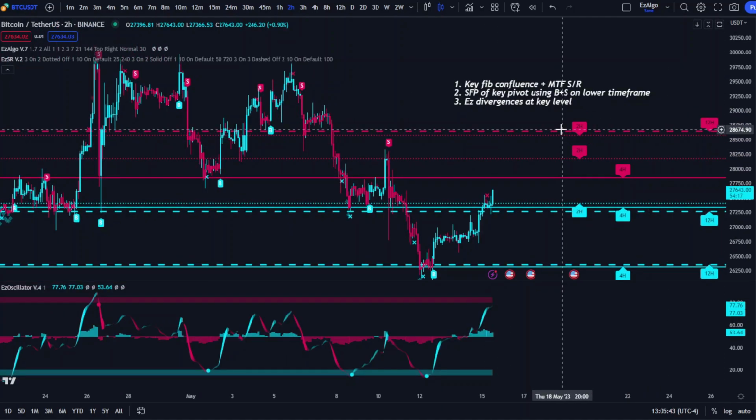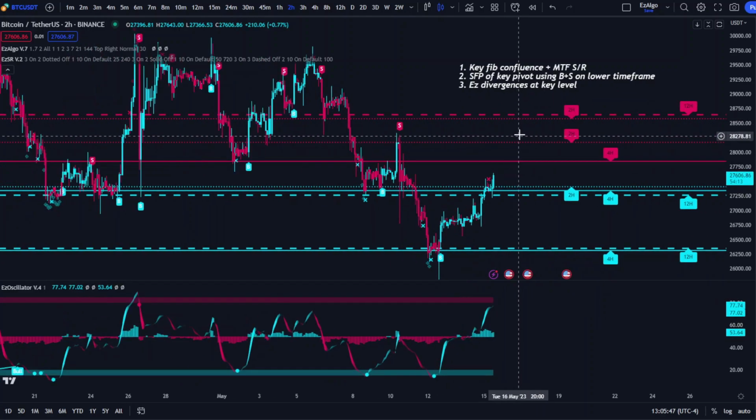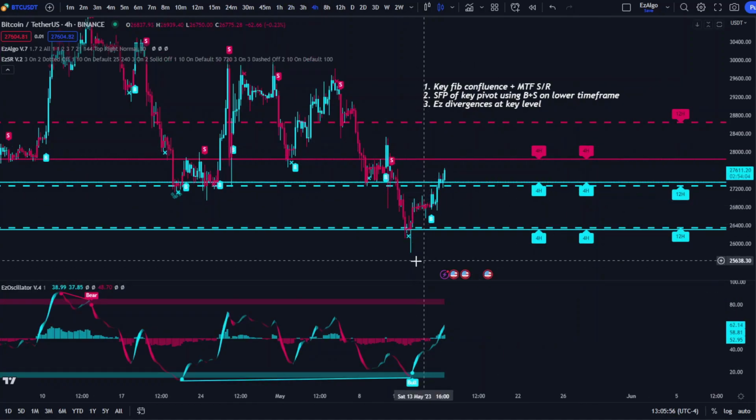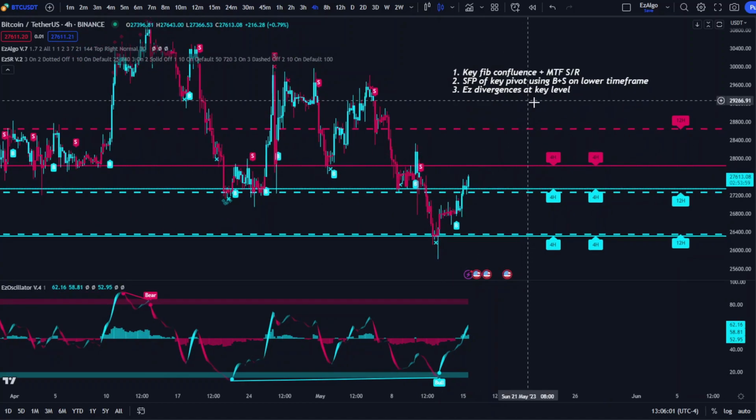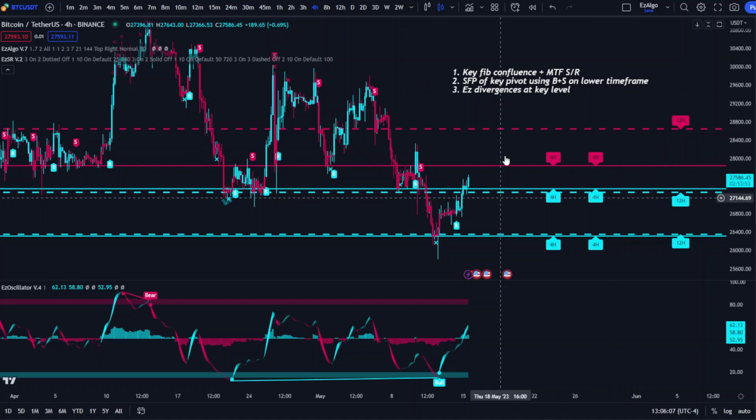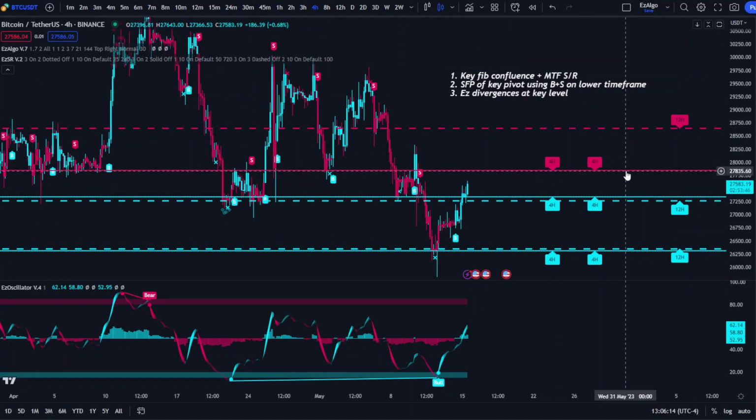And the final strategy that you can use are the EzAlgo divergences at key levels. So if you notice that price is at a key support level and you see a bullish divergence, similar to what we saw on the recent bullish divergence on the 4-hour time frame, you can enter a long position, dollar cost average your entry on a higher time frame, and have multiple take profits at each EzAlgo resistance level. There are tons and tons of strategies that you can use with EzAlgo. These are the 3 main strategies that I use.